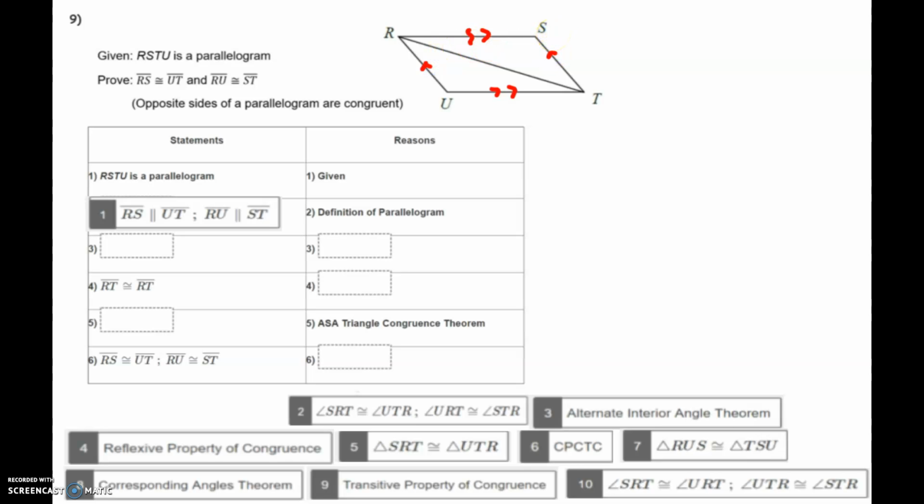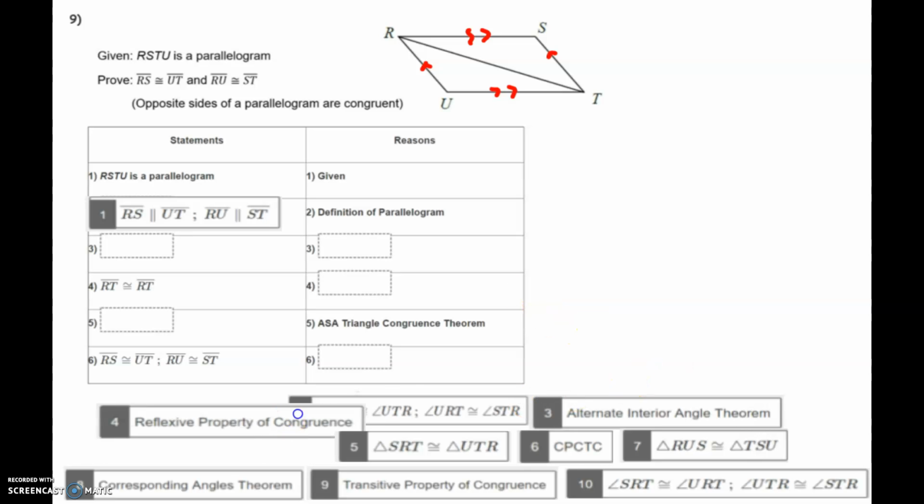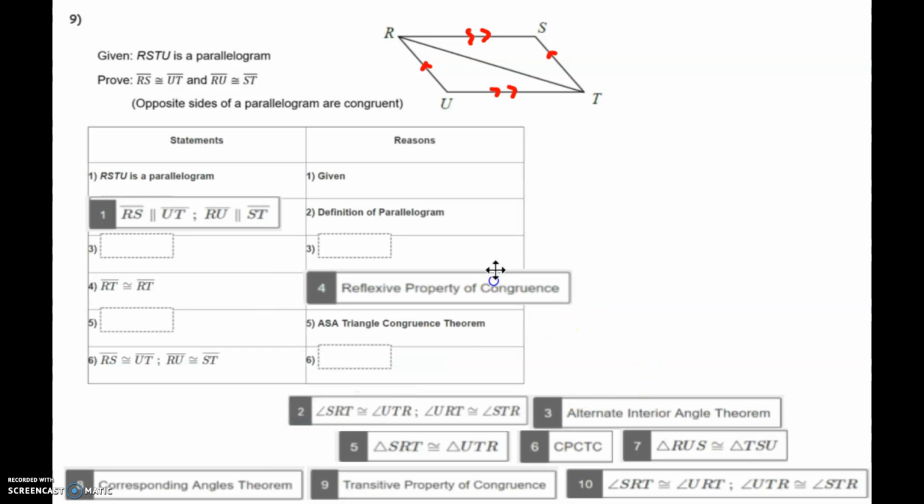And now that we have parallel sides, they asked us to come up with another statement. Not sure where that's going just yet, but I'm going to go to step 4. Step 4 said RT was congruent to itself. Well, anything is congruent to itself. That was the reflexive property of congruence, so I can slide that in. So I've got the reflexive property telling me I have this side congruent to itself.